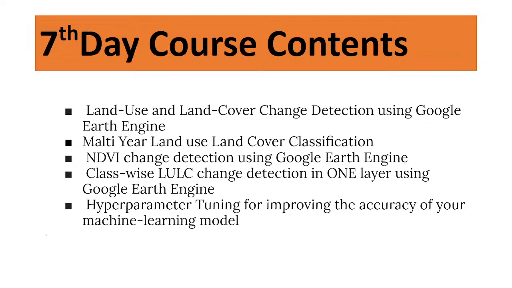as well as I also try to discuss NDVI change detection, how we can easily find out the NDVI change detection. Then how we can easily make the class-wise land use land cover change detection, suppose urban, water, built-up. So this type of class-wise change detection, how we can easily do in one layer in the Google Earth Engine platform, and how we can improve our accuracy in machine learning, mainly hyperparameter tuning, how we can find out the actual value of the number of trees and then get the result. So basically all of those things I will try to cover in today's session.